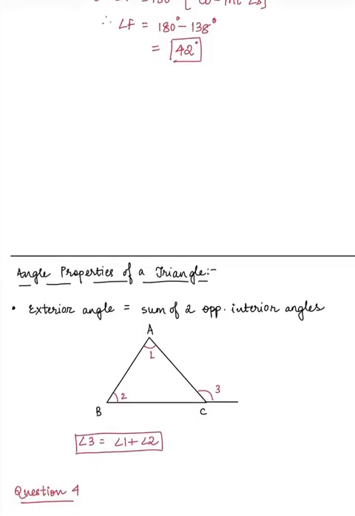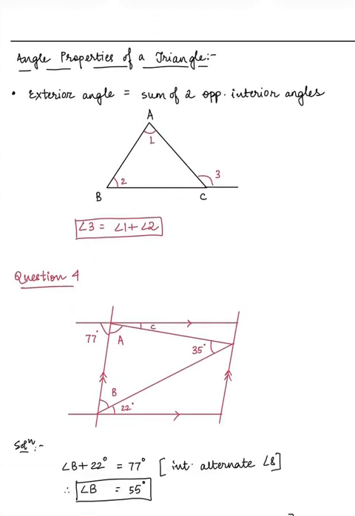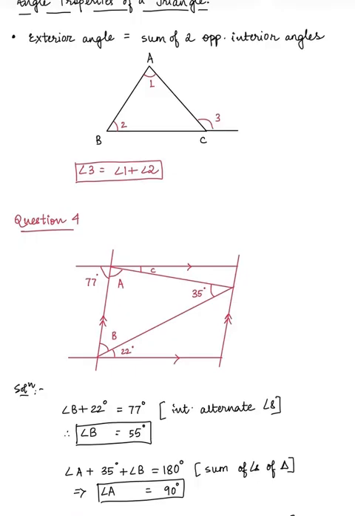Now let's move on to the angle properties of a triangle. The first is that any exterior angle, so this is the exterior angle, right? If you extend the line of any side, then the angle which is formed will be equal to the sum of the two opposite interior angles. So over here, angle 3 will be equal to angle 1 plus angle 2. This is a very important property and it helps us to solve a lot of questions.